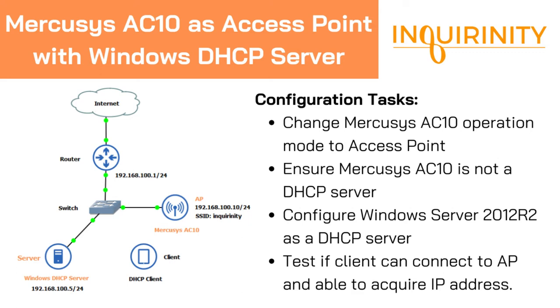And finally, let's have some sample wireless client check if it's able to connect to the Wi-Fi and acquire an IP address. A few more things to take note. In our topology here, we will assume that the router is properly configured, and we will also follow the IP address assignment for our AP and server.